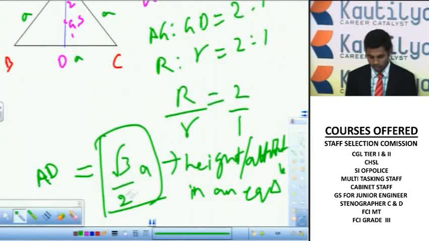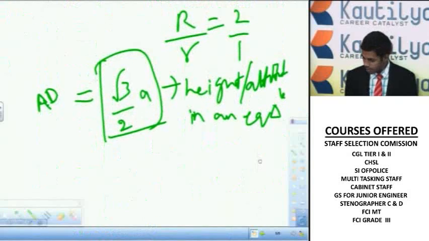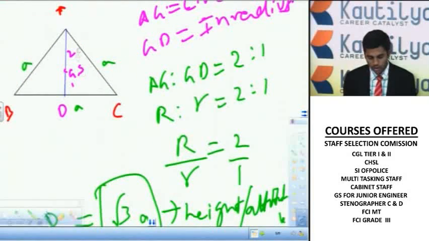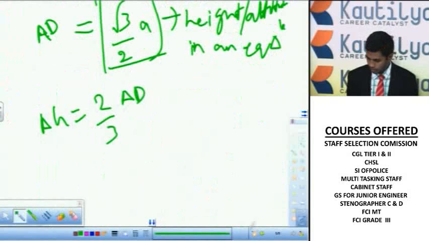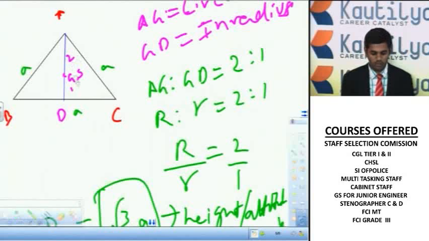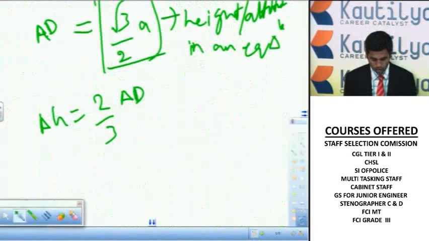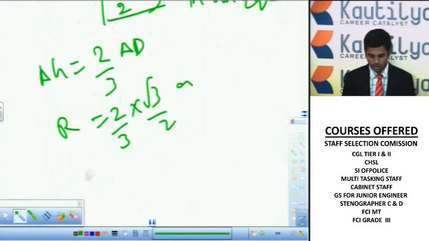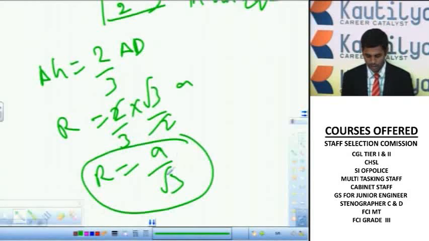So the length AD will be nothing but root 3/2 a. And we can say that the length AG in terms of AD is 2/3 of AD, because AD is divided into 3 parts, 2 parts and 1 part. So AG will be 2/3 times AD, and we also know that AD is root 3/2 a. AG is also the circumradius. So the relation will be R equal to a by root 3. In an equilateral triangle, the relation between side and circumradius is like this.